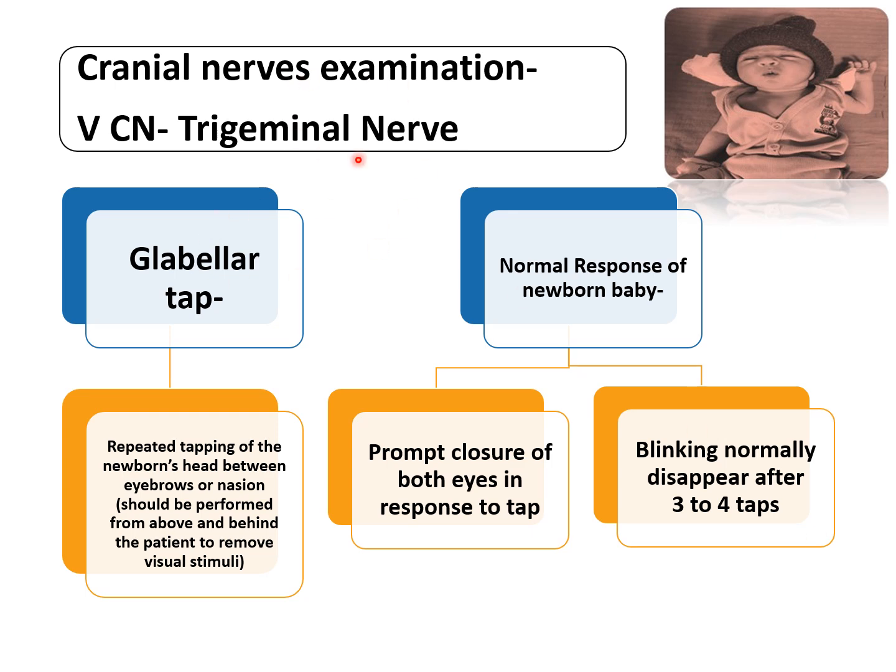For the trigeminal nerve, we can perform the glabellar tap in the newborn baby. We have to repeatedly tap the newborn's head between the eyebrows and nasion, and we should perform from above and behind the patient to remove the visual stimuli. We have to remember that whenever we are performing the glabellar tap, we should stand on the head side. Prompt closure of both eyes in response to the tap occurs. In a normal newborn baby, the blinking response disappears after 3 to 4 taps, as I have explained in habituation also.